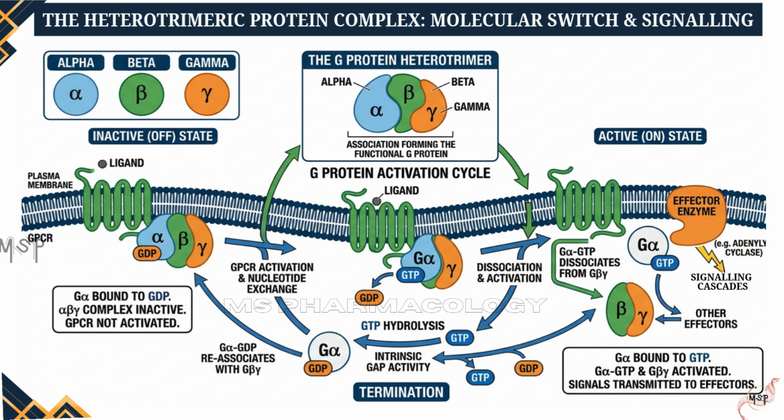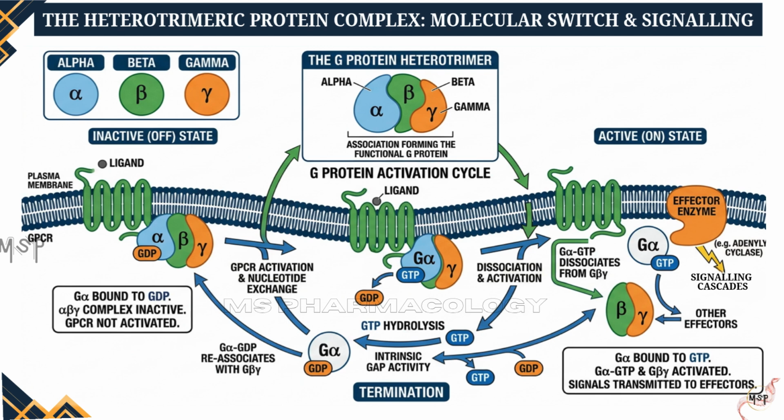However, when a GPCR becomes activated, it causes GDP to be replaced by GTP, or guanosine triphosphate. Importantly, remember that GDP is not converted into GTP. Instead, this is an exchange process. Because the cytoplasm contains a much higher concentration of GTP, a GTP molecule quickly binds to the empty nucleotide binding site on the alpha subunit.